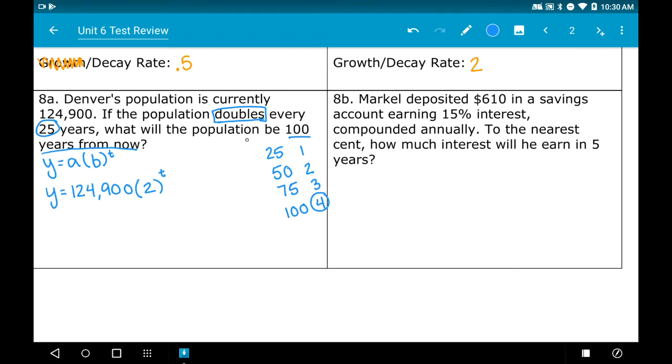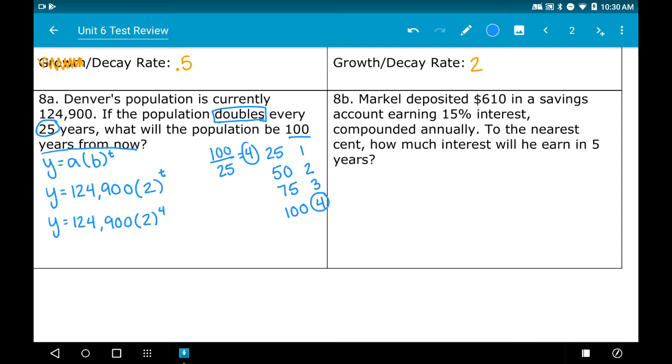So you can take the 100 years, divide by 25, and that will also give you the 4. Which means our t value here will be a 4. So y equals 124,900 times 2 to the power of 4.